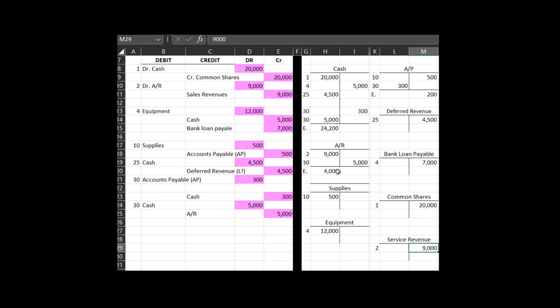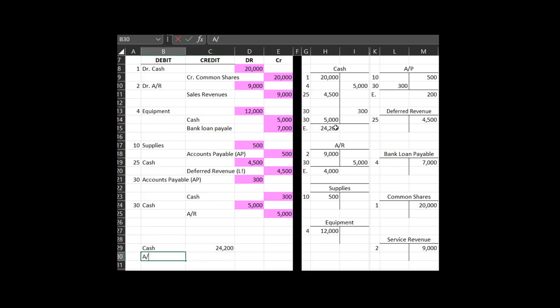All right. So I kind of want to bring you to the next step. I don't want to ruin it, but I'm just going to jump forward, because basically cash is your ending balance at 24,200. AR, your ending balance is 4,000. Supplies, 500. Equipment, 12,000. Basically, you could just list every single account like cash and that would equal 24,200.